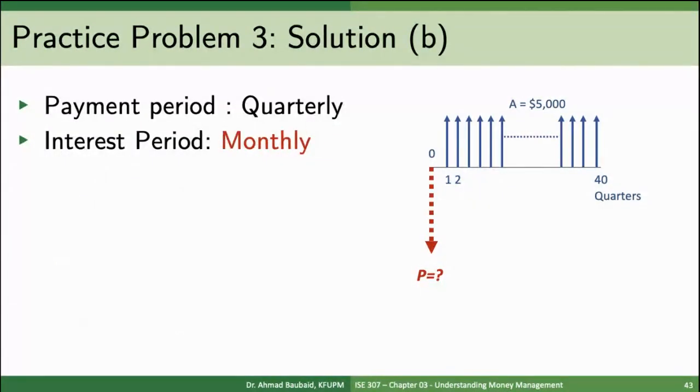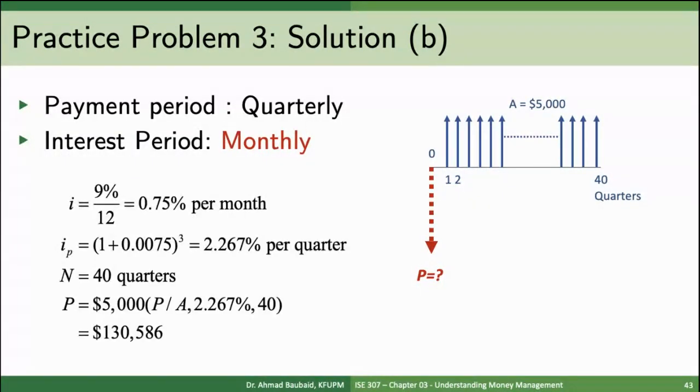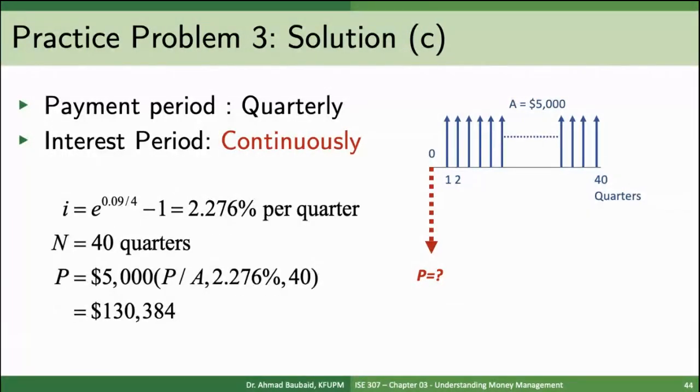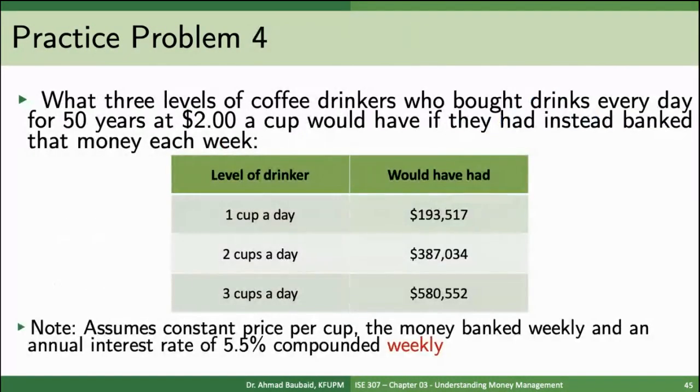You find the effective interest rate, and then you use the formula that we've been using before. And if it's continuous, you're going to use its own formula, right? Which is e to the r divided by k.